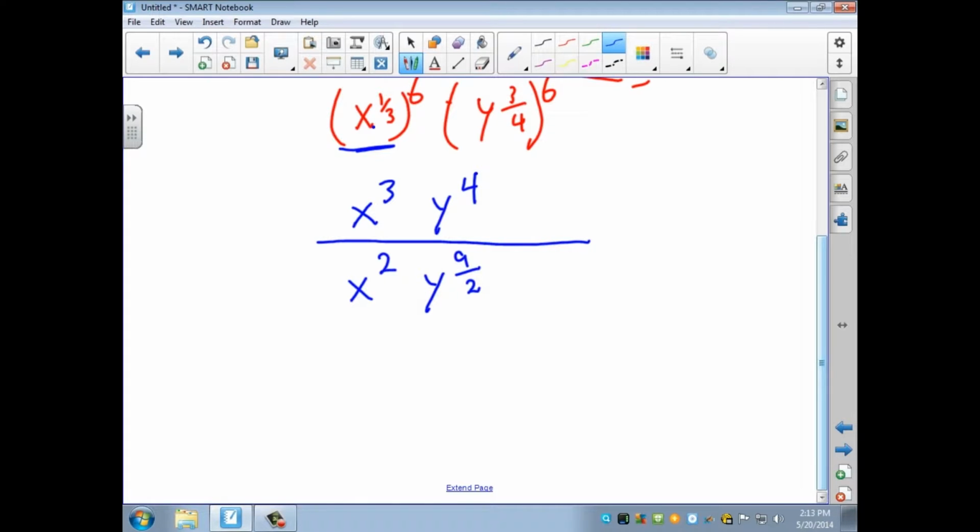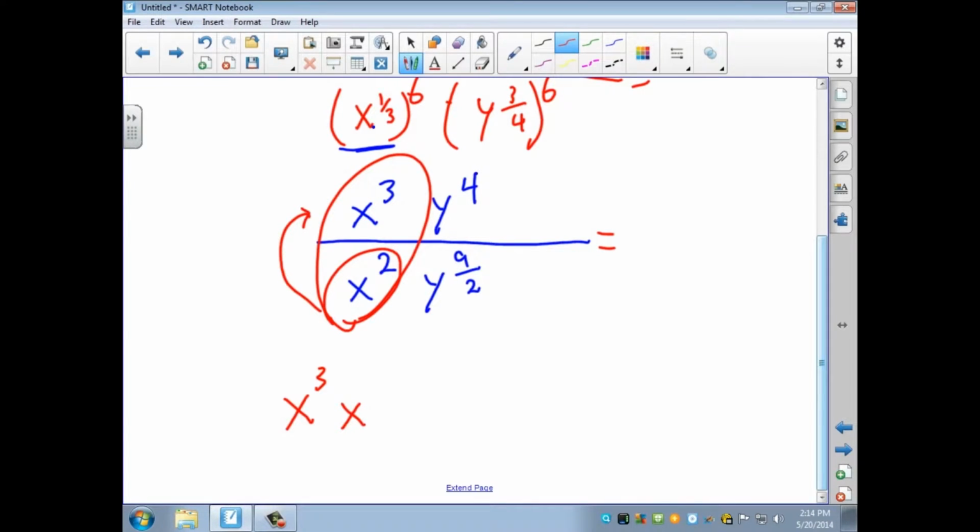Okay. x to the 3rd divided by x to the 2nd. I actually can bring everything on top and write this as x to the 3rd times x to the 2nd. Since I'm bringing this up, the sign would change, so x to the -2. Then I have y to the 4th times y to the, since I'm bringing this up, again, getting rid of the quotient, it would be -9/2.